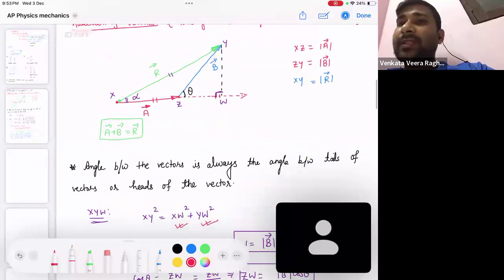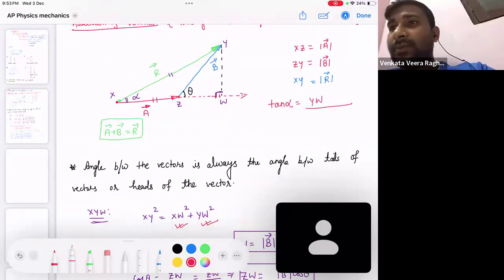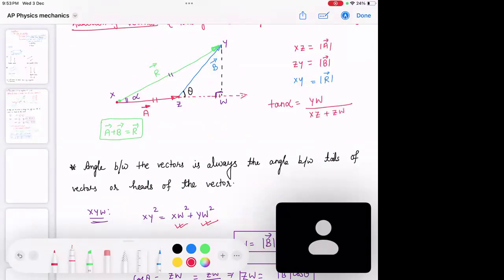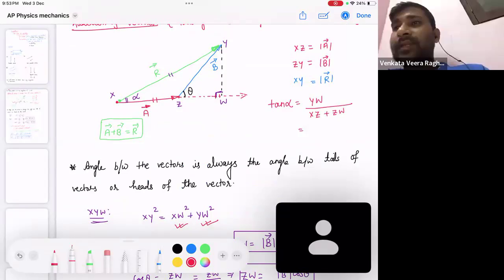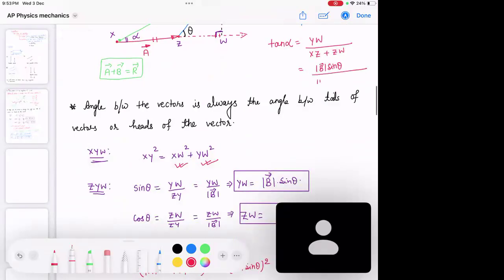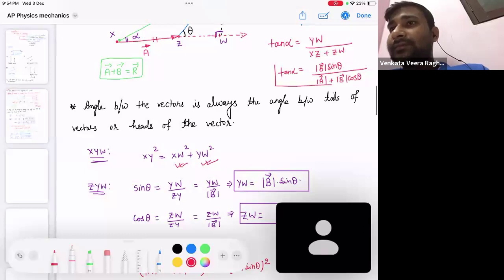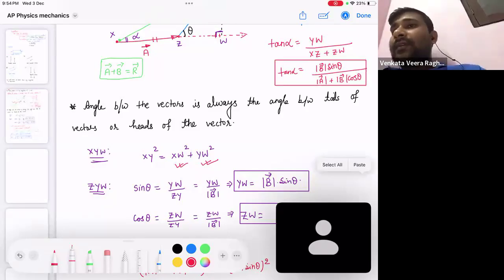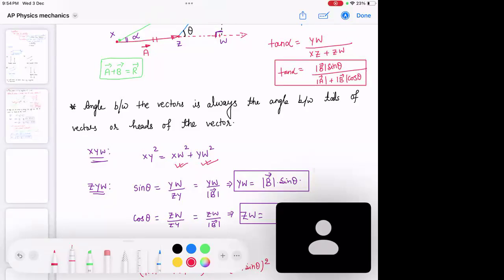Understood? And one more thing we have is the tan alpha. Can you tell me what will be the tan alpha as per the diagram? Tan alpha as per the diagram is YW by XW. XW means XZ plus ZW, right? YW is mod B sin theta, and XW is mod A plus mod B cos theta. That is going to be our tan alpha. Please tell me, is that clear?